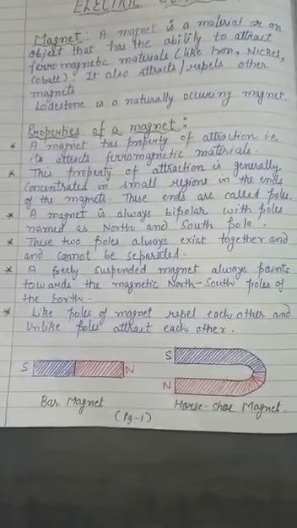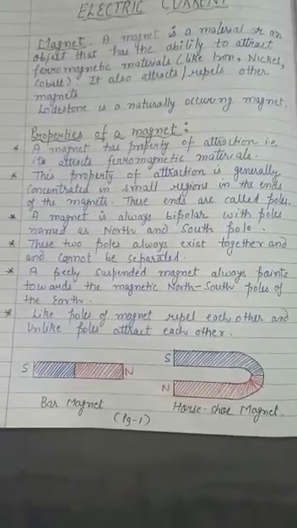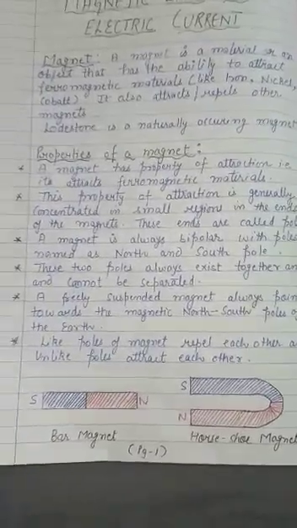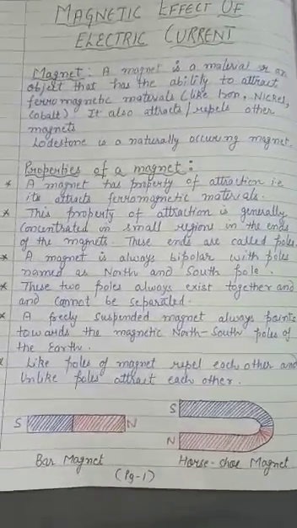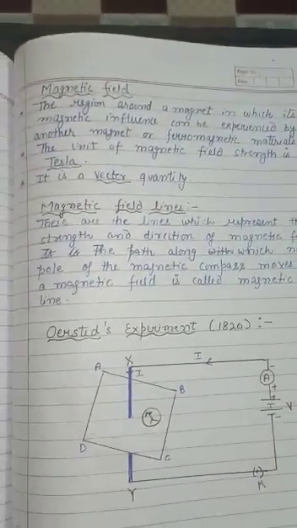So, we have learnt that a magnet has the ability of attraction. That means it attracts ferromagnetic materials. Now, this property of attraction is localized. That means there is a region in which the influence of the magnet can be felt.